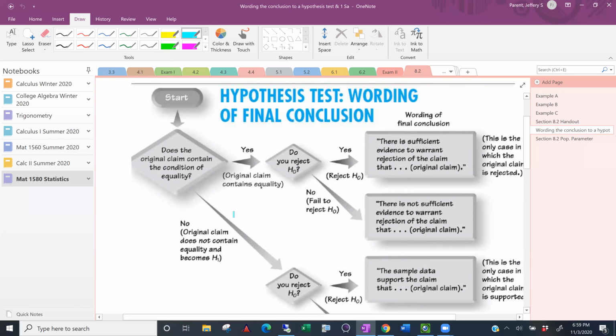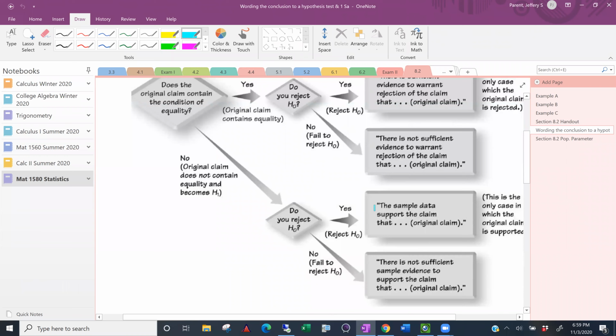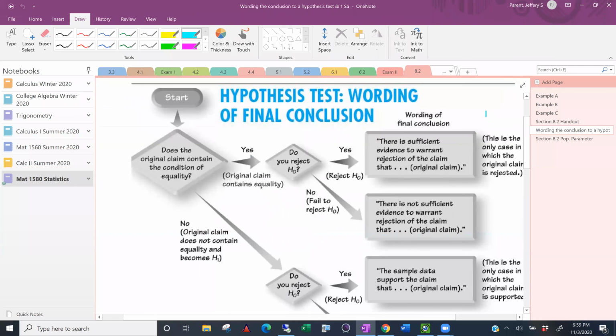So for that, you're going to decide, does your original claim contain the condition of equality? And then follow this flowchart down until you decide how you're going to word your claim. This is more important than it has been in years past because software has made it a lot easier to get to this point. So I'm going to put more emphasis on you being able to communicate your results in plain English, which is what this is, wording the final conclusion.